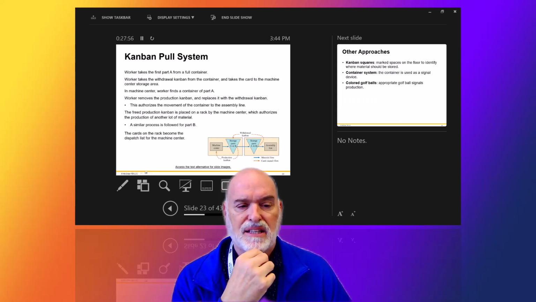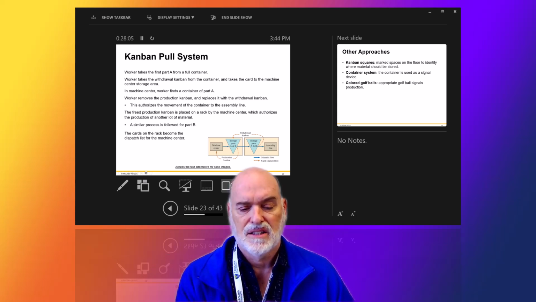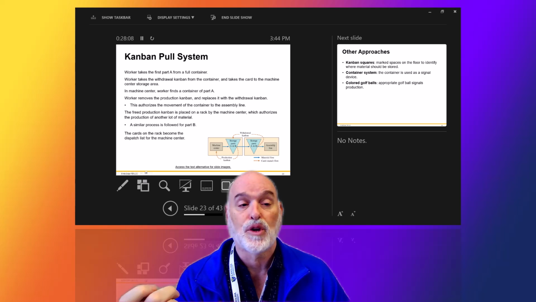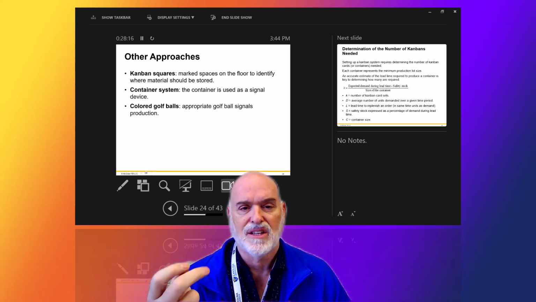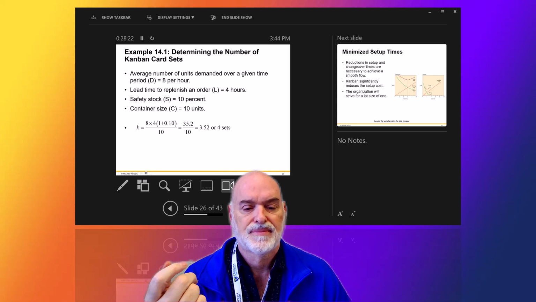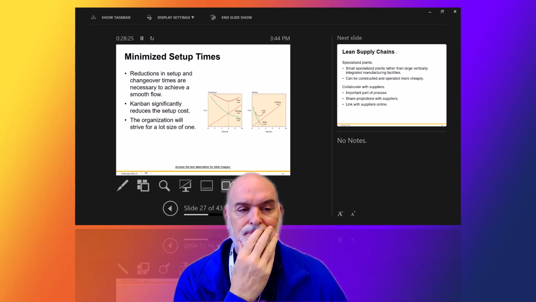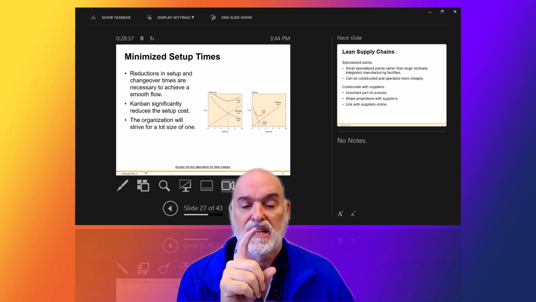Kanban pull system. Workers take the first part from a full container and then withdraw the Kanban from the container and take the card to the machine storage area, etc. You can read this yourself. I don't have to read that for you. Other approaches: Kanban squares, container system, colored golf balls, a variety of things you can use. Minimize setup times. Reduction in setup and changeover times are necessary to achieve a smooth flow. Kanban significantly reduces the setup costs, and the organization will strive for a lot size of 1.